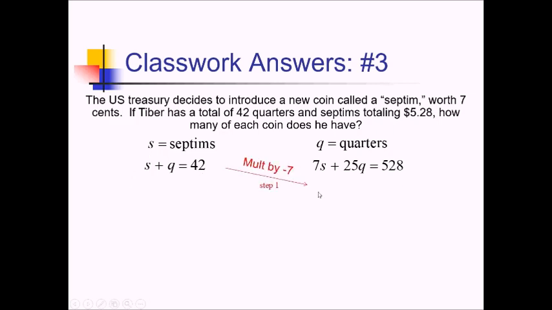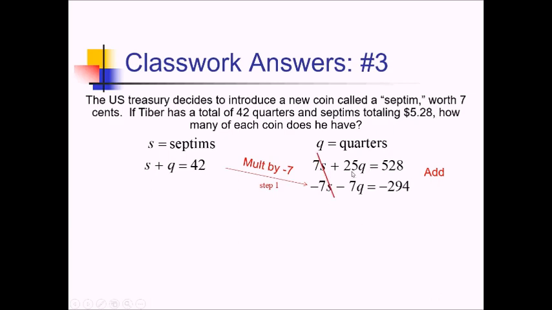So I have a negative 7S minus 7Q equals whatever negative 7 times 42 is. I believe that's, let's see, 7 times 40 would be 280, times 2 is 14. So 280 and 14 gives us 294, and that's going to be negative. All right, got to add these equations together now so we can cancel out those 7S's.